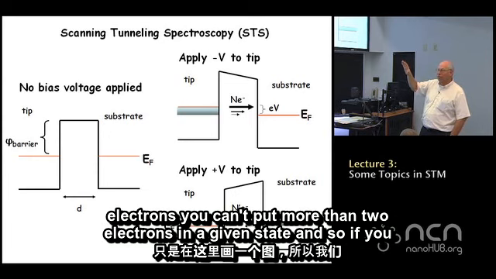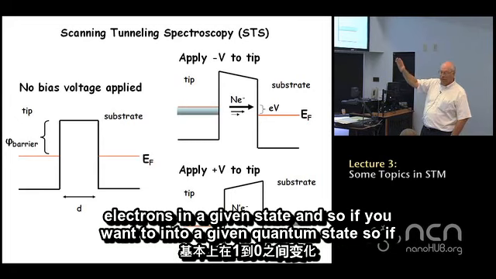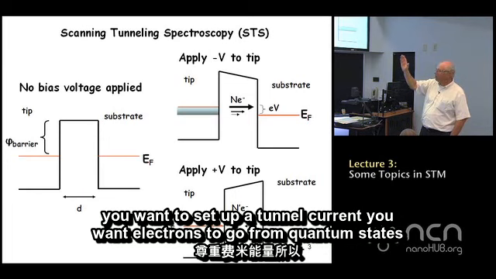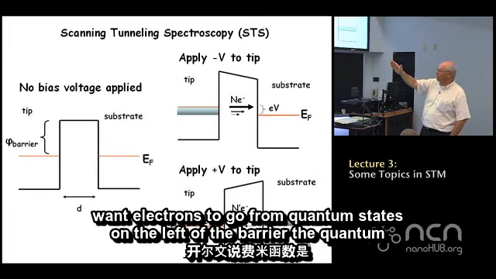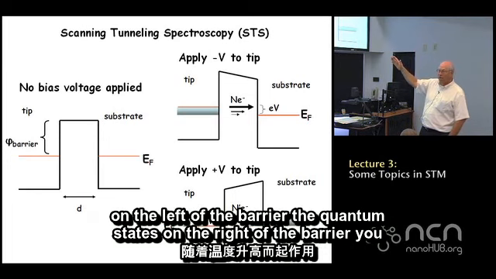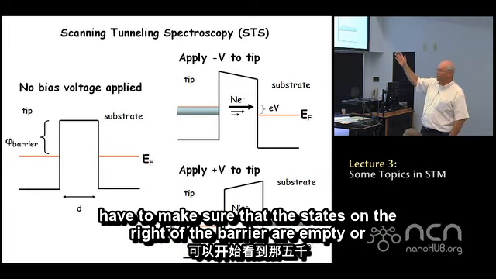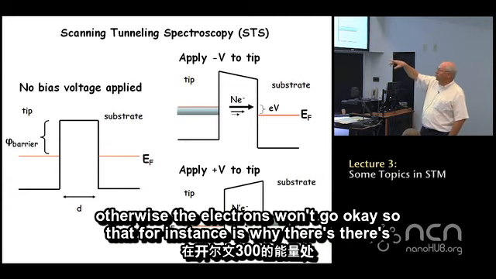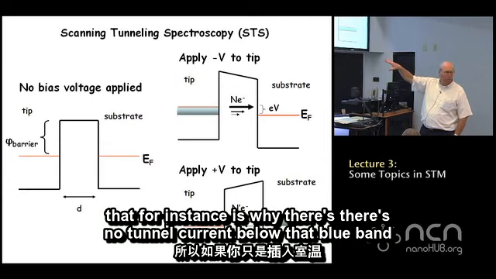And so if you want to set up a tunnel current, you want electrons to go from quantum states on the left of the barrier to quantum states on the right of the barrier. You have to make sure that the states on the right of the barrier are empty, or otherwise the electrons won't go. Okay? So that, for instance, is why there's no tunnel current below that blue band.